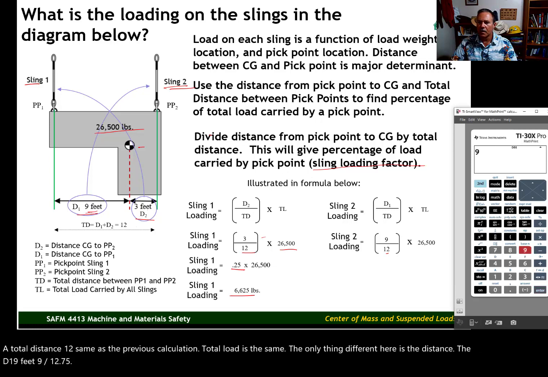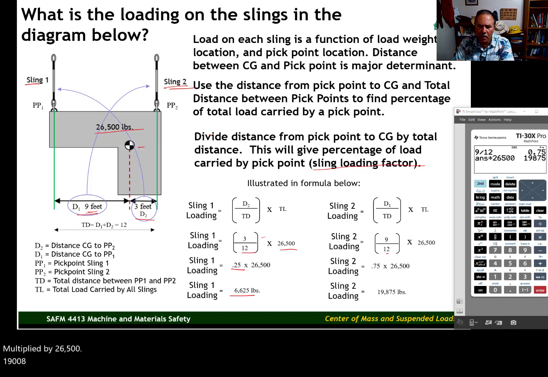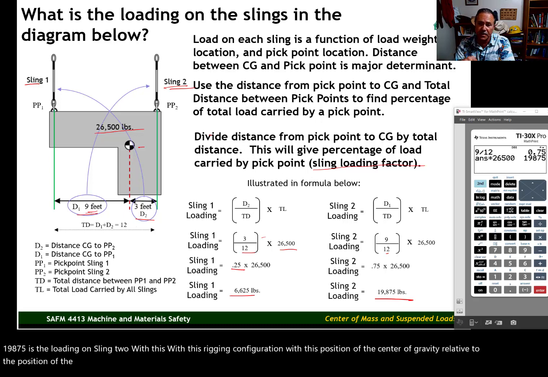Let's go ahead and check it. So we end up with 0.75 multiplied by 26,500. 19,875 is the loading on sling 2 with this rigging configuration, with this position of the center of gravity relative to the position of the pick point. Sling 2 is carrying 75% of the load weight.